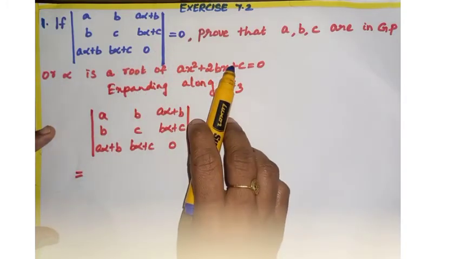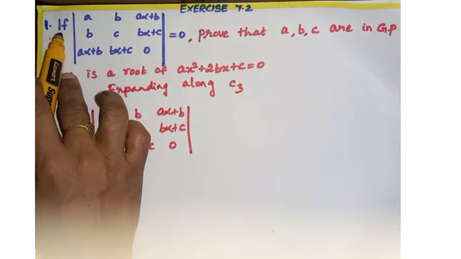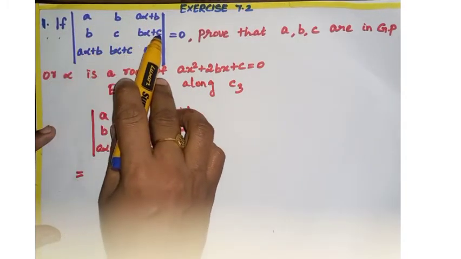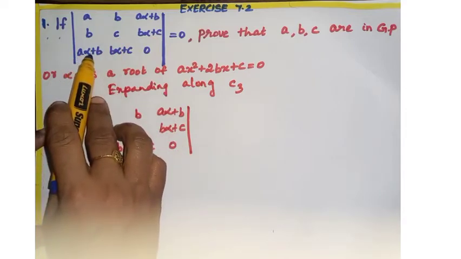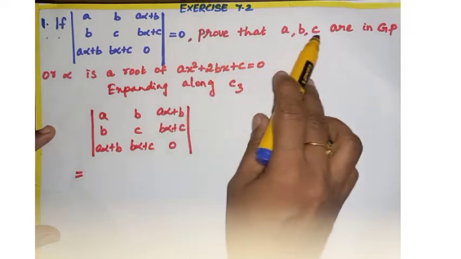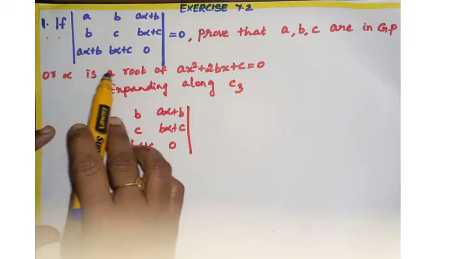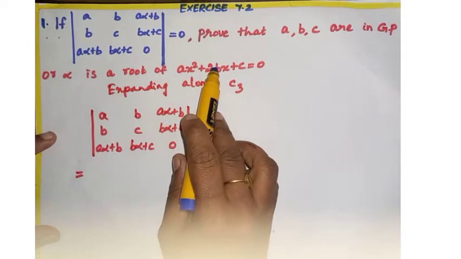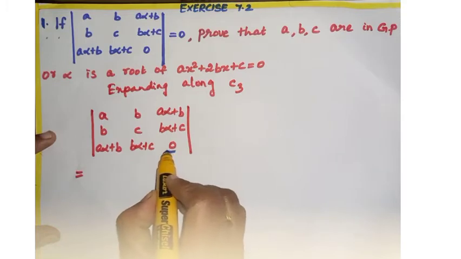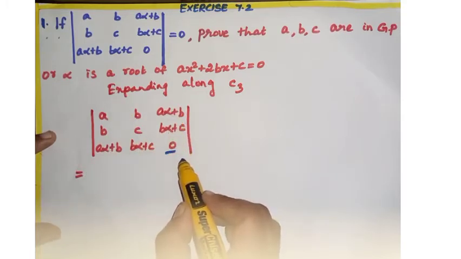Now we are going to see the remaining sums in exercise 7.2. Question number 1. If the determinant with rows A, B, A alpha plus B; B, C, B alpha plus C; A alpha plus B, B alpha plus C, 0 equals 0, prove that A, B, C are in GP or alpha is a root of ax square plus 2bx plus c equal to 0. Since we have A33 as 0, we are going to expand along column 3.